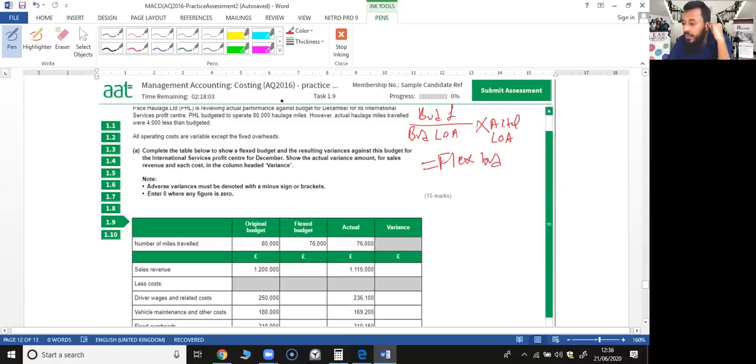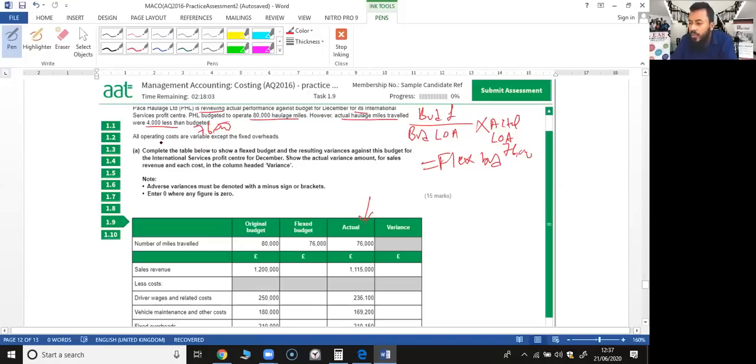PHL is reviewing actual performance against budget for December for its international service. PHL budgeted to operate 80,000 haulage miles. That is the level of activity: haulage miles, units, kg, liter, meter, whatever it is. 80,000 is the budgeted level of activity. However, actual haulage miles traveled are 4,000 less. Actual activity is 76,000. I'll write it down here, 76,000 because it's 4,000 less. Even here it is given as 76,000.